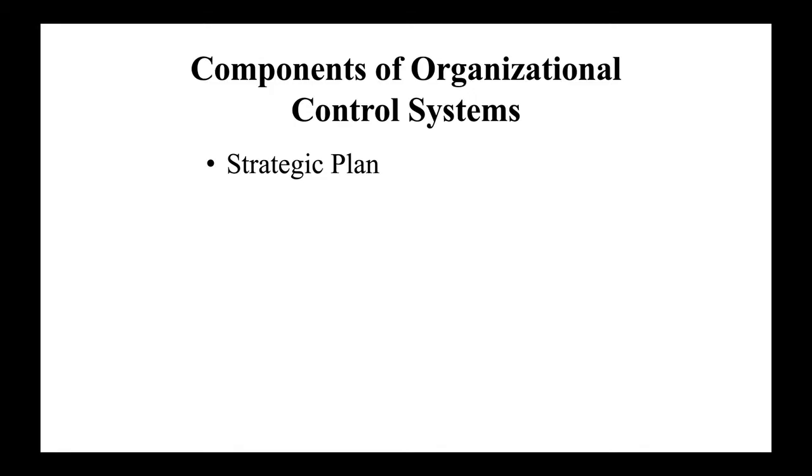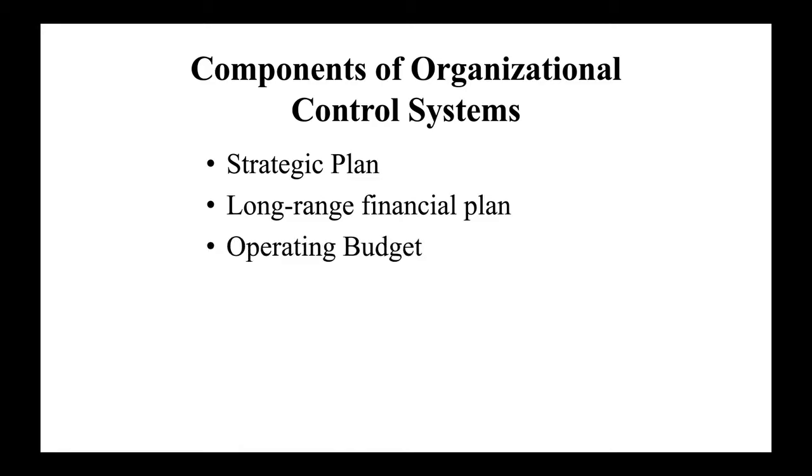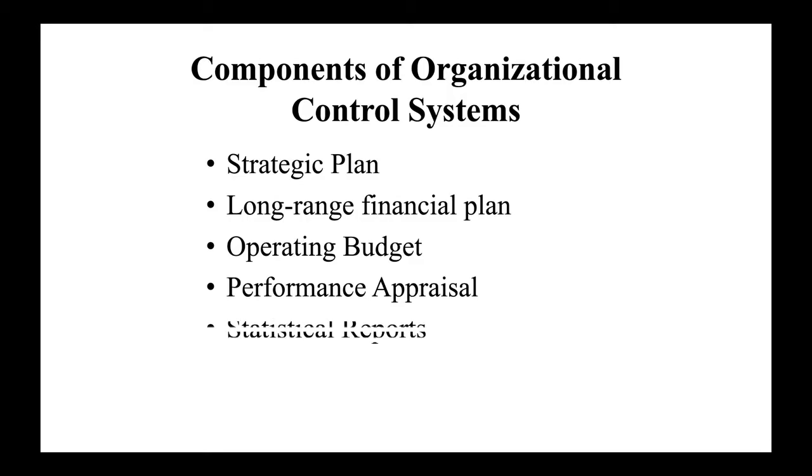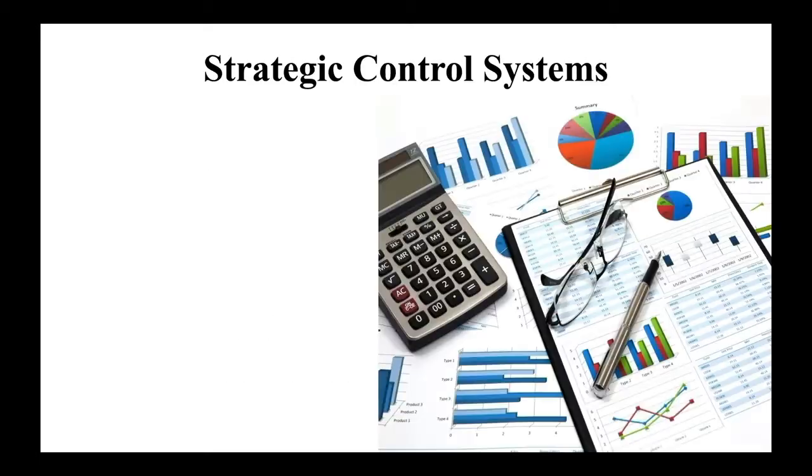First is the strategic plan, somehow related to planning. Next, we have the long-range financial plan and the operating budget, performance appraisal, statistical reports, and policies and procedure. So, kung papasinin ninyo na nag-overlap na yung ibang management functions dito sa controlling. And specifically, we need to tackle here the strategic control systems.